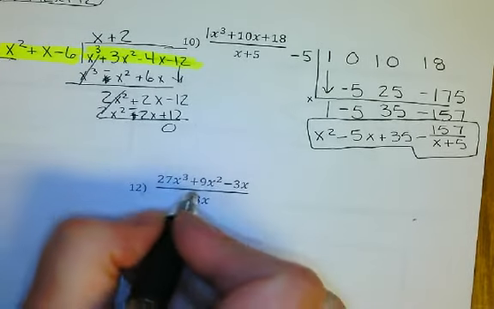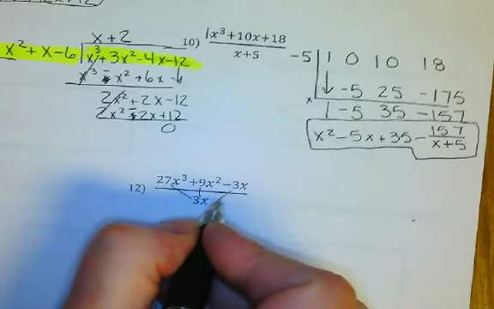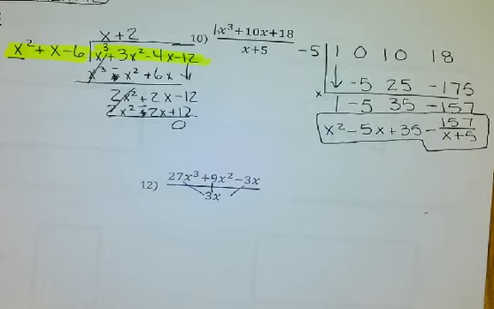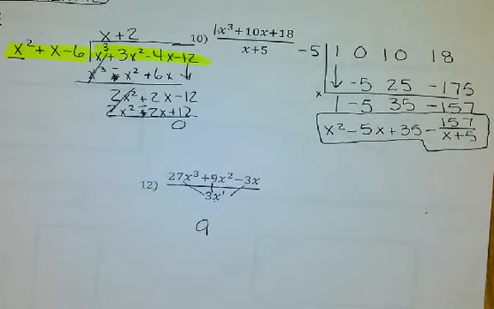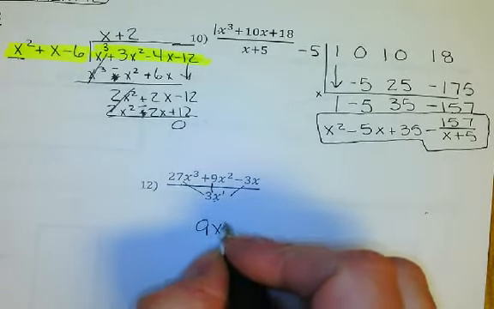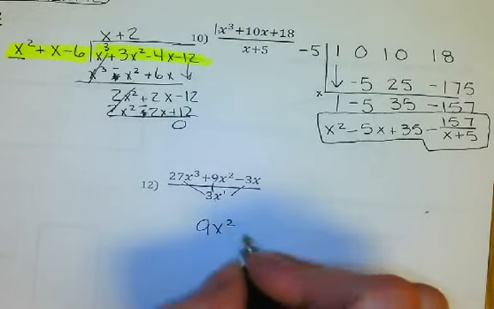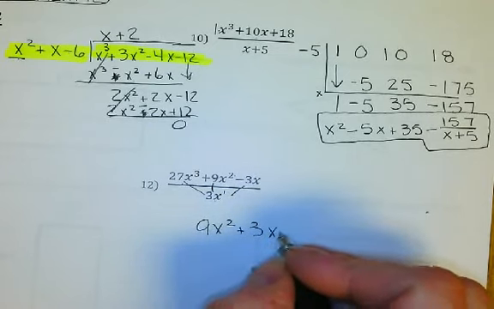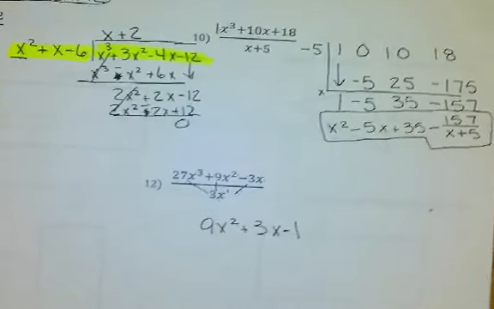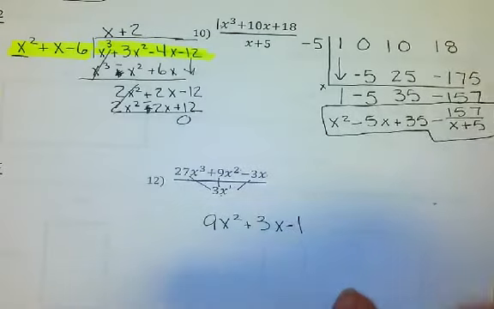All right, on number 12, remember here all you're really doing is you're just dividing these numbers and then subtracting the exponents. So 27 divided by 3 is 9. Remember there's a 1 there, so 3 minus 1 is 2, so x squared. 9 divided by 3 is 3. Again, 2 minus 1 is just an x, and then minus 1 because you're dividing the same thing.